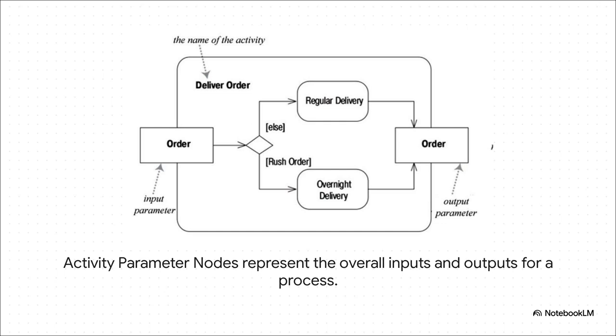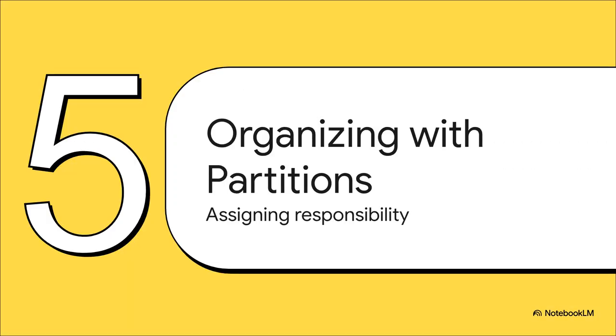So, while pins handle data for a single action, activity parameter nodes define the data scope for the entire activity. They sit right there on the boundary and define the data contract for the whole process. So here, this deliver order activity takes an order object as an input parameter and produces a modified one as its output.